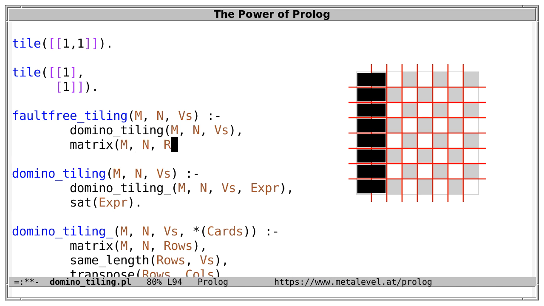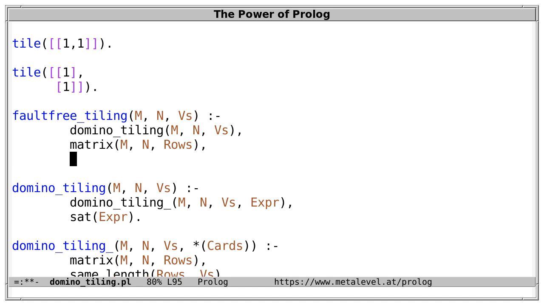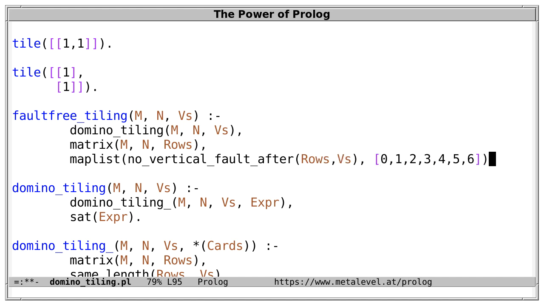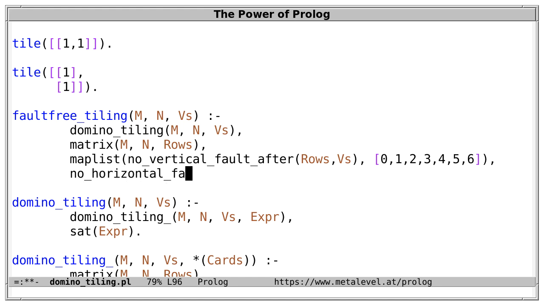So we want to state for each fault line something about the tile placements that prevents the fault. And to rule out vertical faults, we can say there must not be a vertical fault after position 0, 1, 2 and so on. And also there must not be horizontal faults. And I leave this as a challenge.